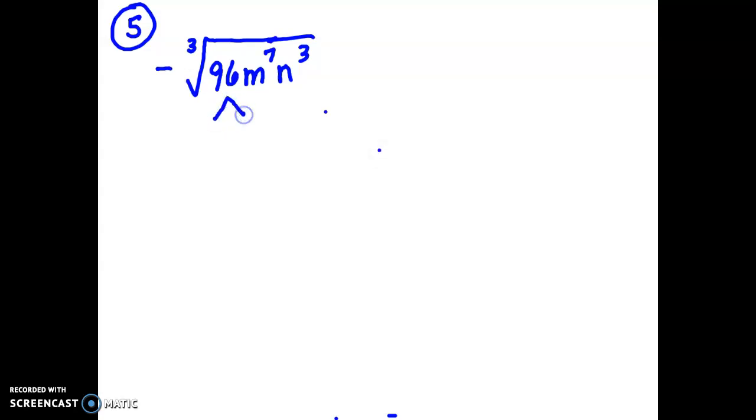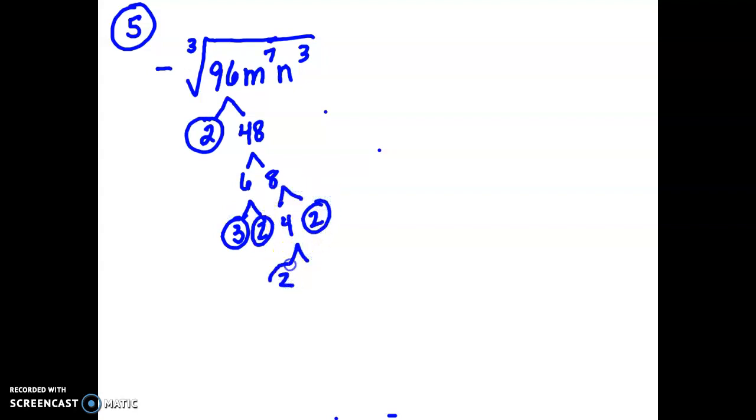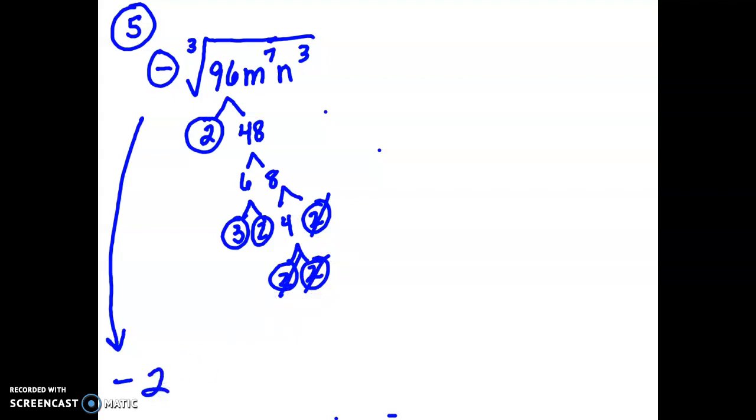Okay, so 96, I know it's even, so it's going to be 2 times 48, so 2 is prime. 48, I can do 6 times 8. 6, I can do 3 times 2. 8, I can have 4 times 2, and then 2 times 2. It's a little more complicated, because we're looking for our triples, because the index is 3. We're not going to forget about this negative. That's going to be multiplied at the end. We got a triple 2, so 1, 2 gets pulled out. And then we have 2 2's left over. So 2 times 2 is 4, and then we have a 3.